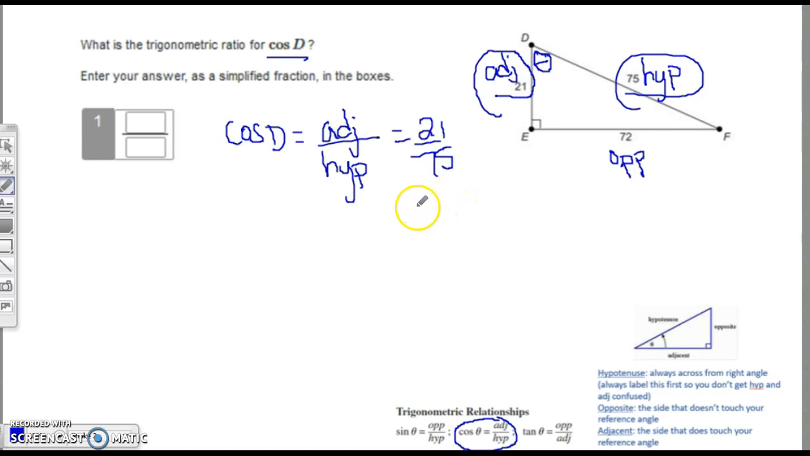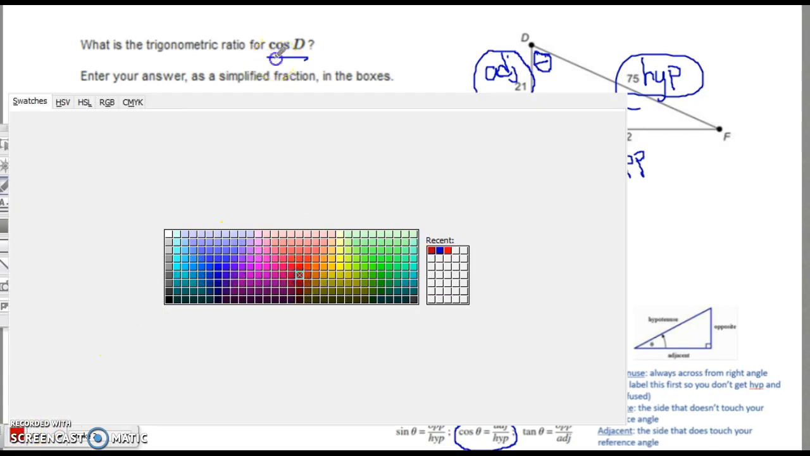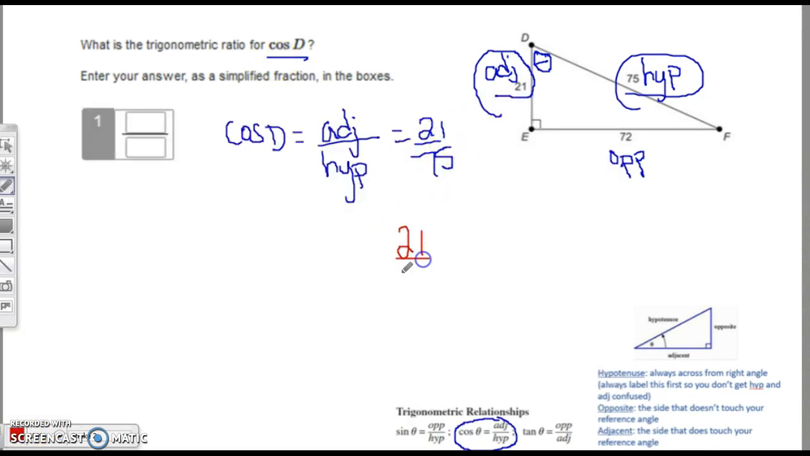And it wants it in simplest form. So if you have a good calculator, you can type it in and it'll reduce it for you. If not, we have to think, well, what can we divide both of those by? I know I can divide both of them by 3, so I'm going to try that. So when I simplify this fraction, I'm going to divide by 3. 21 divided by 3 is 7, and 75 divided by 3 is 25. And now I can't reduce 7 anymore because it's prime. There's nothing else that I can do to this, so that would be my simplest fraction.